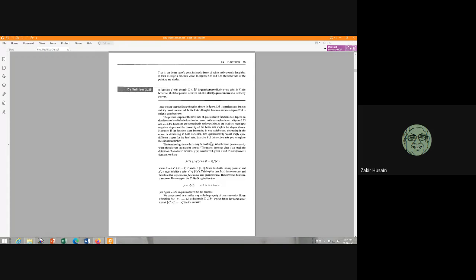The terminology in use here may be confusing. Why quasi-concavity when the relevant set must be concave, convex, etc.? Don't read it now. Okay. So this portion, don't read it. I'll explain this in a separate class. In the next class, I'm going to discuss some problems. After that, I'm going to come into this, the relation between convexity, concavity, and quasi-convexity, concavity.